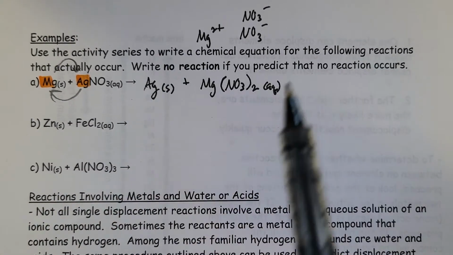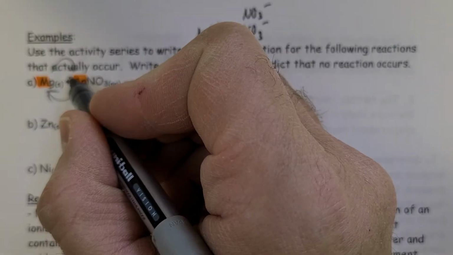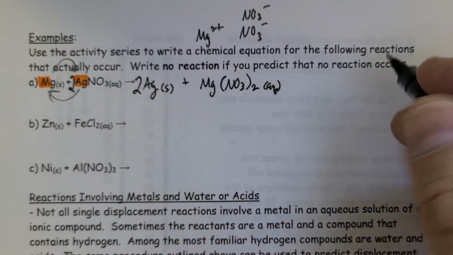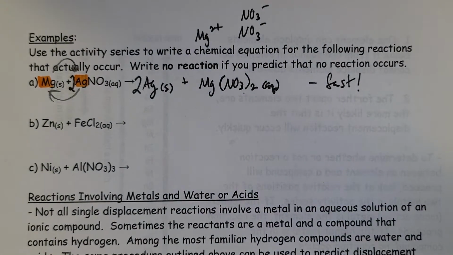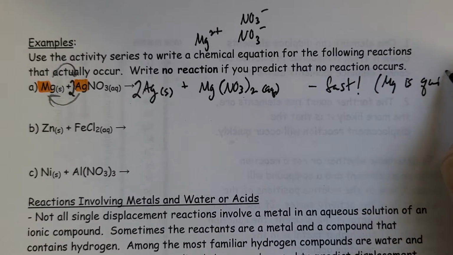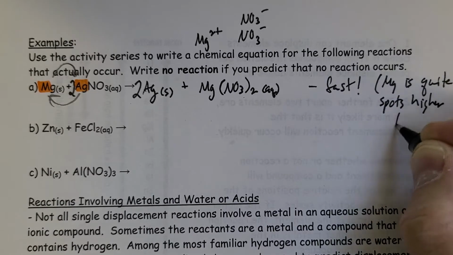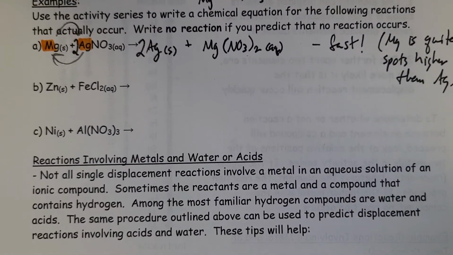And then silver comes out. So we have to balance this. So we have 2 nitrates here, so we're going to have to put 2 nitrates there. That's also going to give me 2 silvers, so we have to put it here. And we can also say this is going to be fast because magnesium is higher up. Mg is quite a few spots higher than silver. Okay, so you can see it. So magnesium quite a few spots higher.